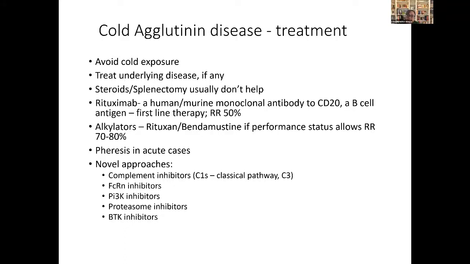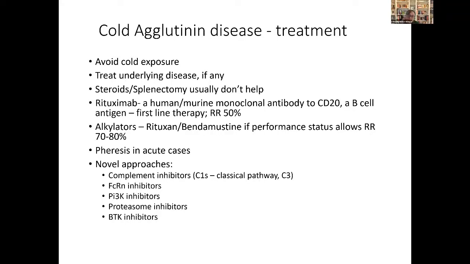Using alkylating agents such as bendamustine with Rituxan, which is chemotherapy we use for lymphoma, which is where the idea came from once we recognized that cold agglutinin disease is a lymphoma, is actually much more effective and is the preferred therapy in people whose overall health allows this administration. It results in a response rate of about 70 to 80%, which lasts for years. And there is a good proportion of complete responses there as well. In acute cases, we do plasmapheresis.